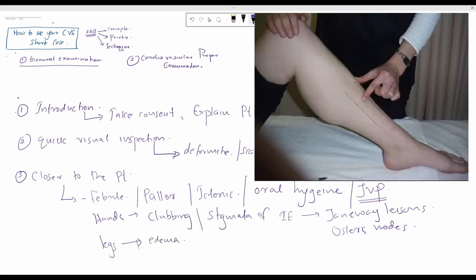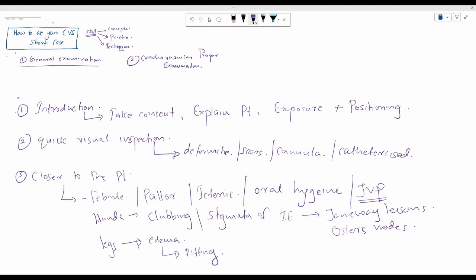You check for edema, and under edema, you have to see if they are pitting or not. You need to show the examiner whether they are pitting or not. The correct way to examine pitting edema is to compress the skin against a bony prominence, and make sure you look at the patient's face at that time, because for some patients it does hurt.